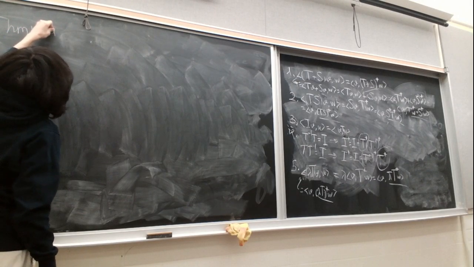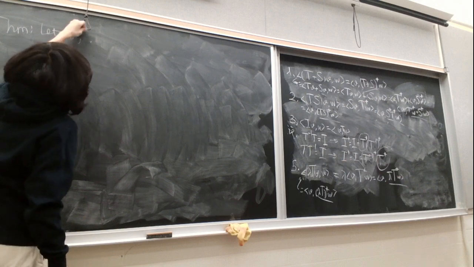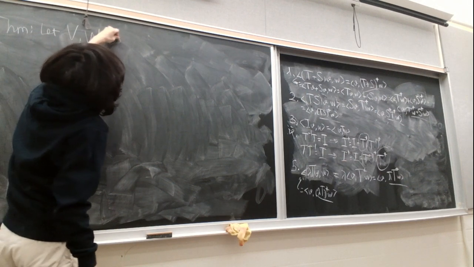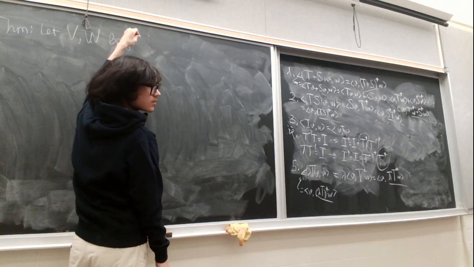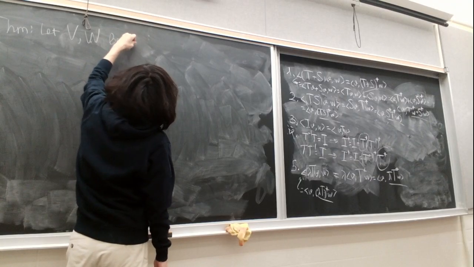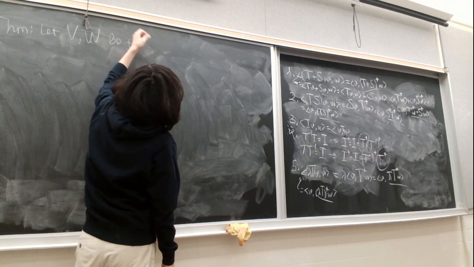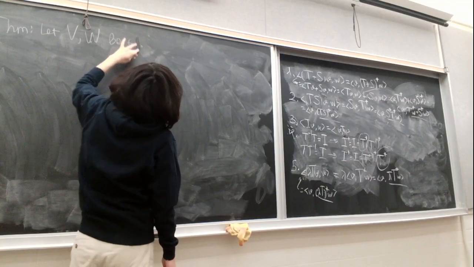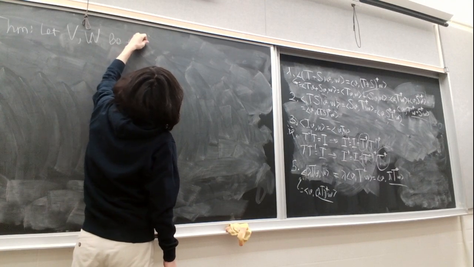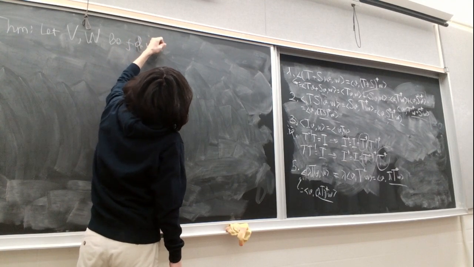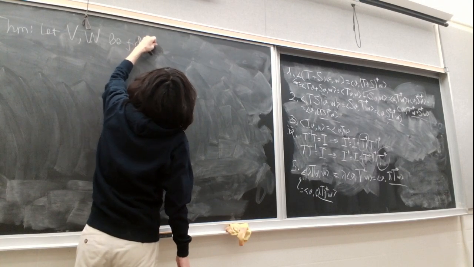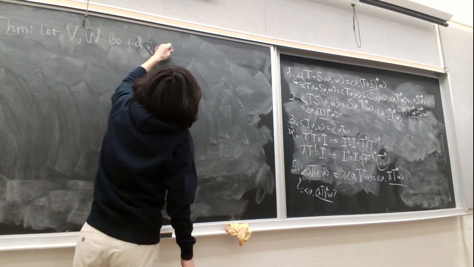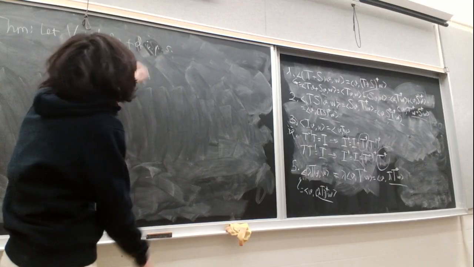Let V, W be finite dimensional inner product spaces. Write FDV, finite dimensional vector spaces, whatever, it doesn't matter. Inner product space, actually. Finite dimensional inner product space.